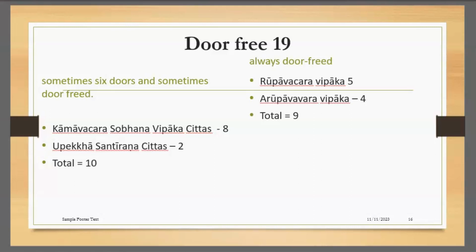And also Upekkha Santirana Chittas have some functions other than Patisandhi, Bhavanga, Chuti. What are they? Santirana and Tadarammana. When Upekkha Santirana Chittas perform either Santirana function or Tadarammana function, they may arise through 6 doors. Therefore, we call them 8 Mahavipaka and 2 Upekkha Santirana Chittas, sometimes door-free, sometimes arising through 6 doors. This is what should be memorized in this section regarding doors.